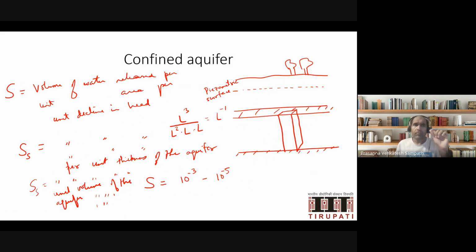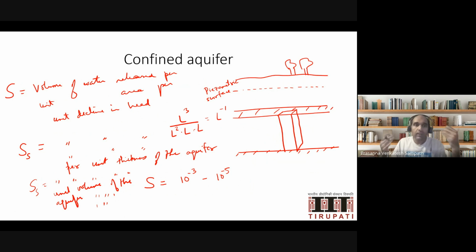Now, some people, instead of defining it this way, define it a little bit differently by saying, what if I have the unit area and the unit thickness? So multiply the cross-sectional area by the thickness, you get the volume of the aquifer, right?